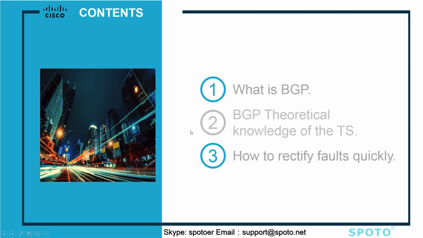For today's live class, we mainly talk about troubleshooting TS1. It's version 1 of the troubleshooting, actually configuration 1, and it's about the BGP protocol. So we need to know what the BGP protocol is and some knowledge about it. And also we need to know how to find the fault and how to quickly fix it. Okay, so that's our live class today.